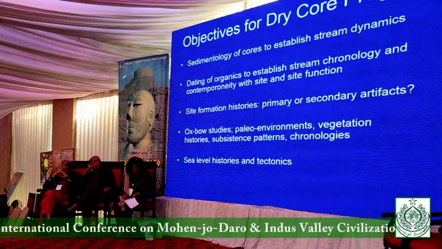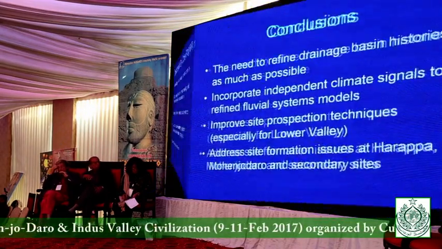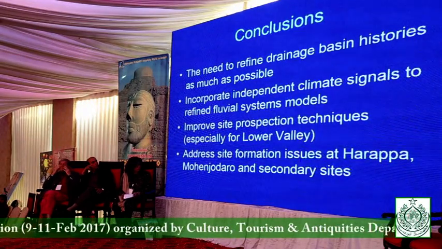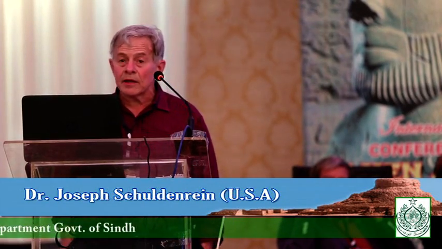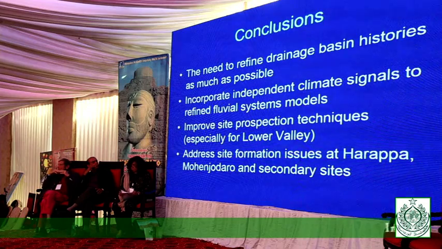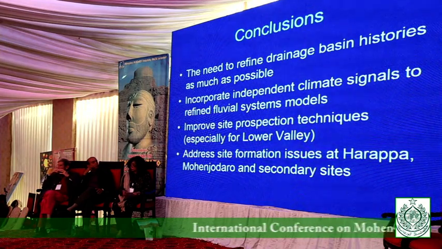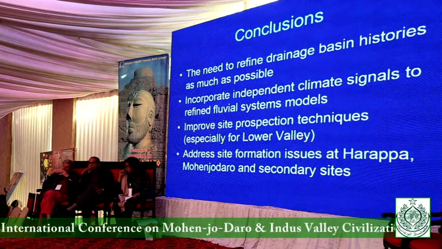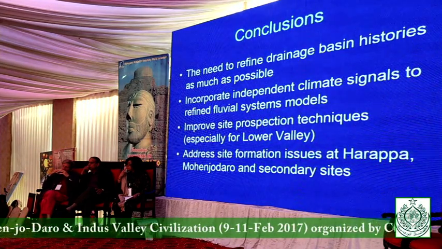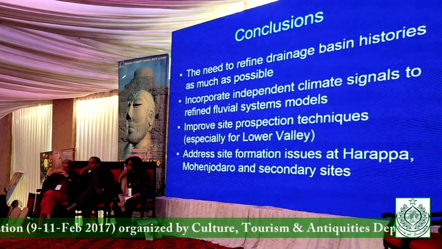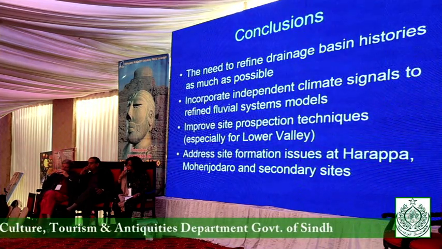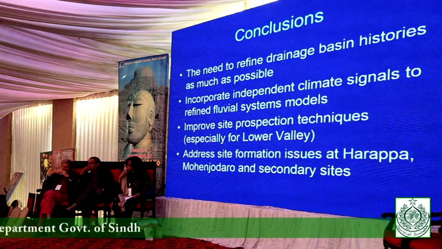And finally, because this is near the coast, and you're starting to get the effects of sea level history, and an aspect that I did not mention extensively, which is tectonics, which has a lot to do with what's going on over here. So if we want to conclude final statements, you need to refine drainage basin histories as much as possible. That's the main thing you have to do at any site you're going to work on, as far as I could see. Incorporate independent climate signals to refine fluvial systems models. Improve site prospection techniques, especially for the lower valley, and address site formation issues at Harappa, Mohenjo-Daro, and the secondary sites so that we can get a perspective on all of this. Thank you very much.